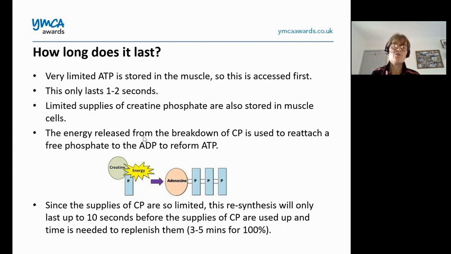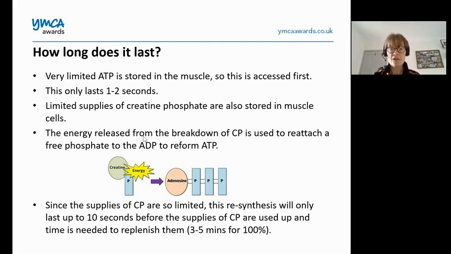So let's look at how long this system lasts for. As I mentioned before, we've got very limited ATP in the muscles, so this is accessed first, but only lasts a couple of seconds. We cannot store much ATP. We've then got some stores of creatine phosphate, again limited. These are stored within the muscle cells themselves, and the energy released from the breakdown of creatine phosphate is used to reattach that free phosphate to the ADP to reform ATP. So these are just different ways of explaining the same thing.